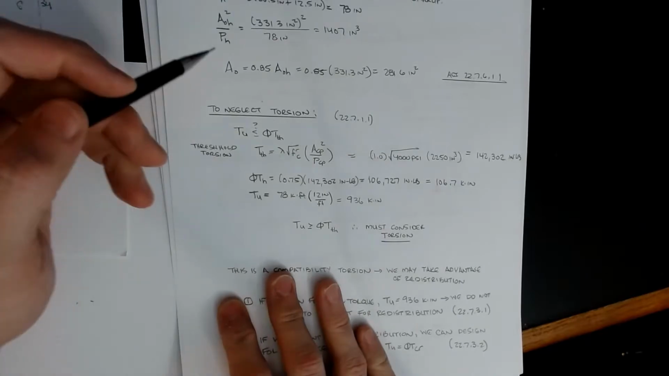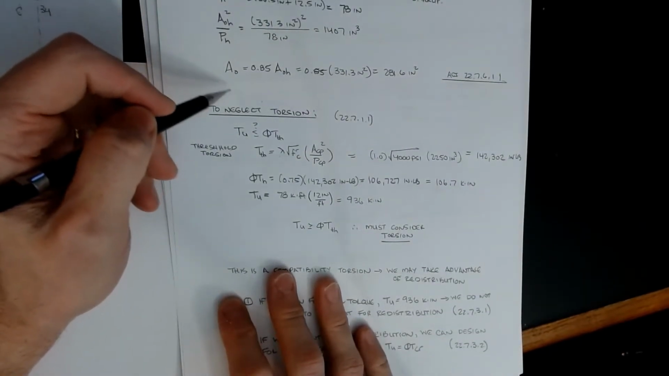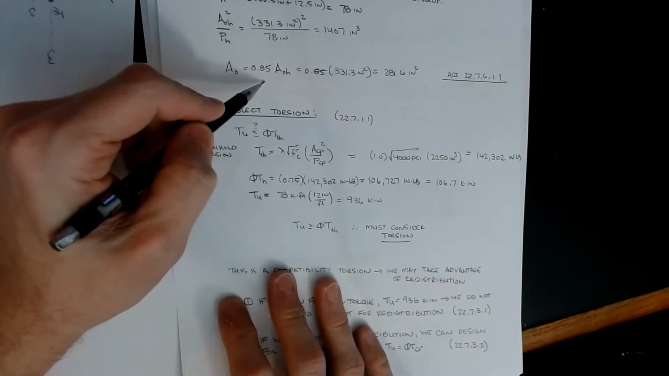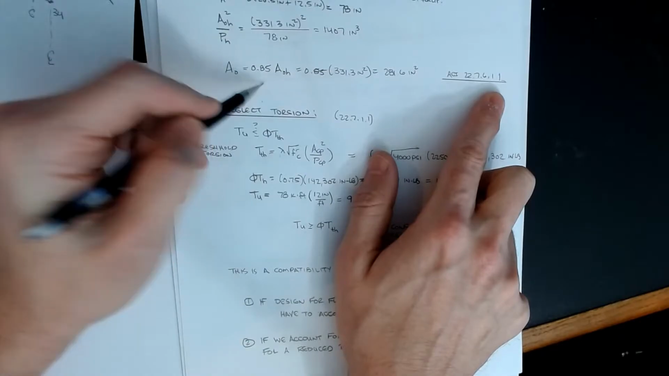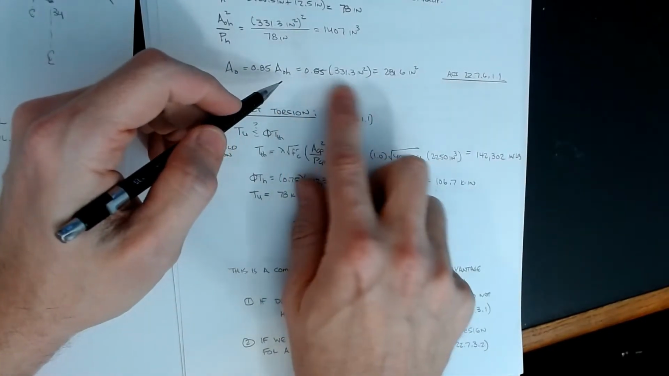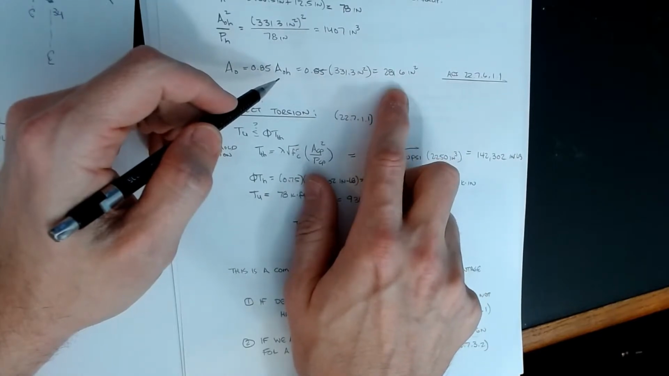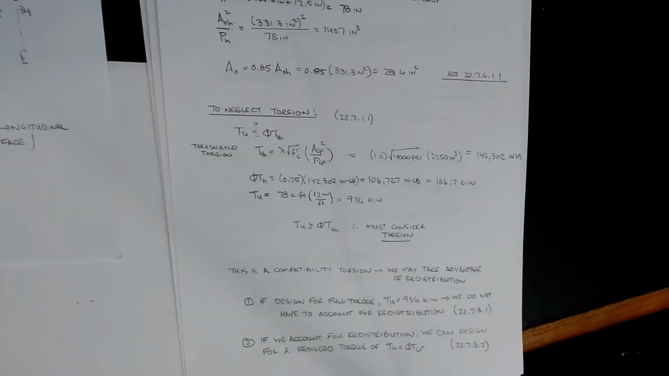Our ACI requirements on this say that you can calculate A naught either by analysis or you can use the shortcut formula. This is in 22.7.6.1.1. We're going to do the shortcut formula: 0.85 times A naught H. So if I plug that in, I get 281.6 inches squared is my A naught value. Okay, everybody cool with that?